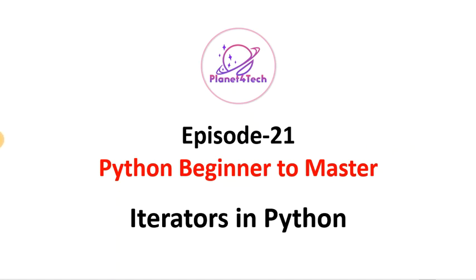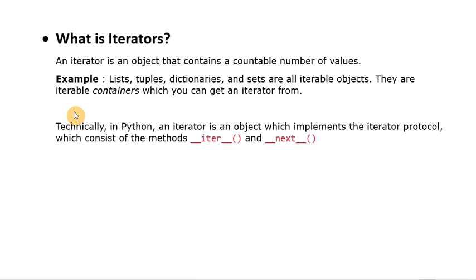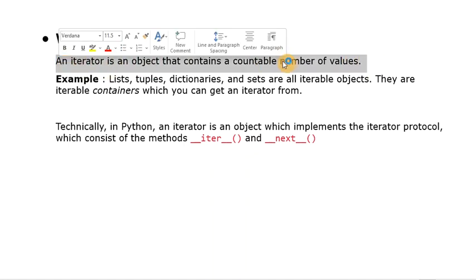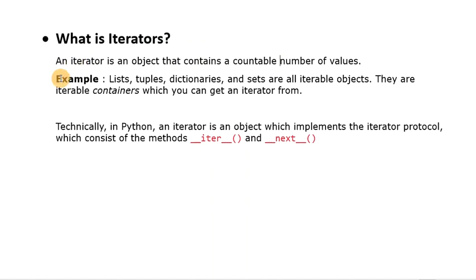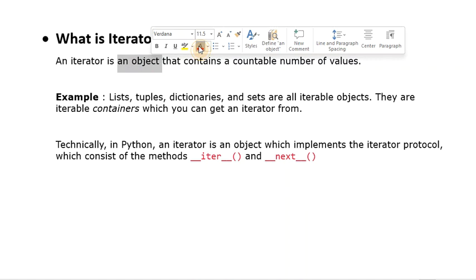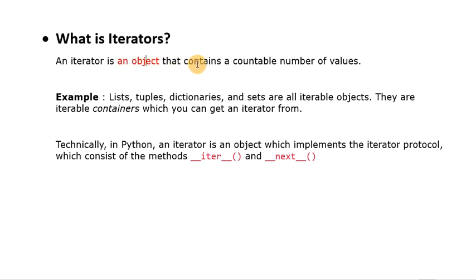So let's start. As usual, the first question that comes to mind is: what is an iterator? This is the definition: an iterator is an object that contains a countable number of values. See this definition very carefully. An iterator is nothing but an object, so make a note of this point. This is an object and it contains a countable number of values.